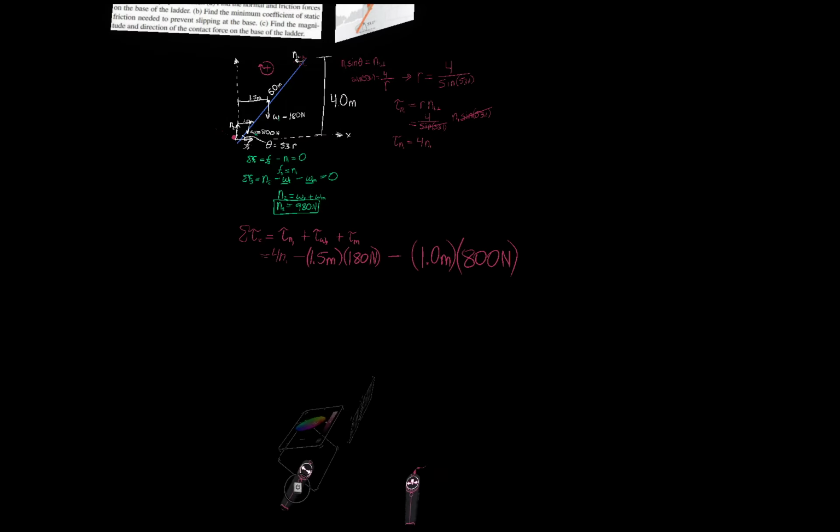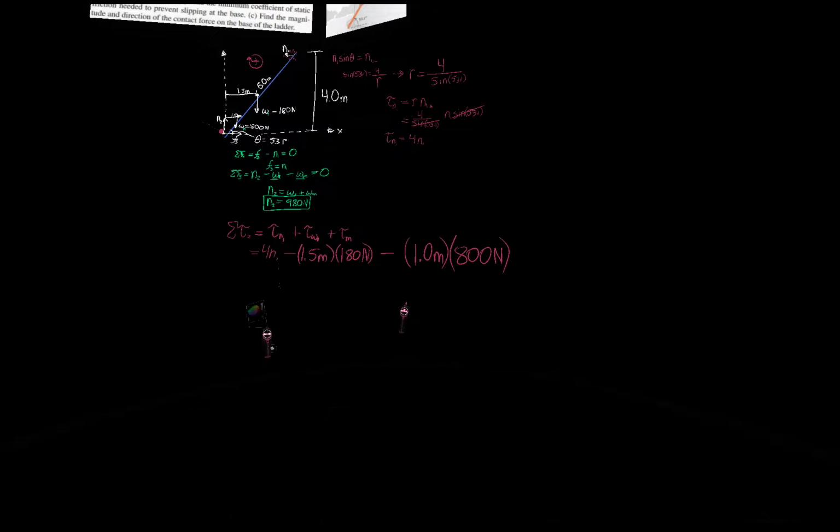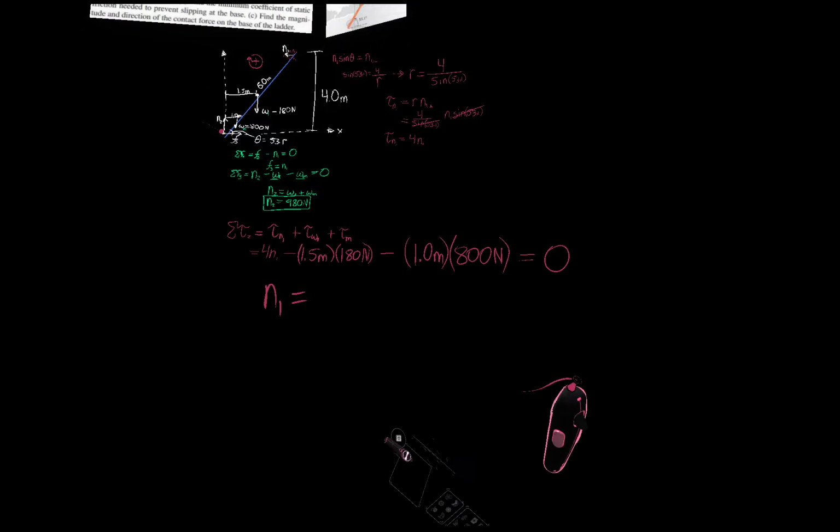You can go about it the long way. It's just kind of nice. Things cancel out if you can see how that works. So we have the sum of the torques. We can set that equal to 0 because it is not rotating about that point. It's in equilibrium. And now we have an equation for N1. And so we can solve all that and say N1 is equal to 268 newtons.